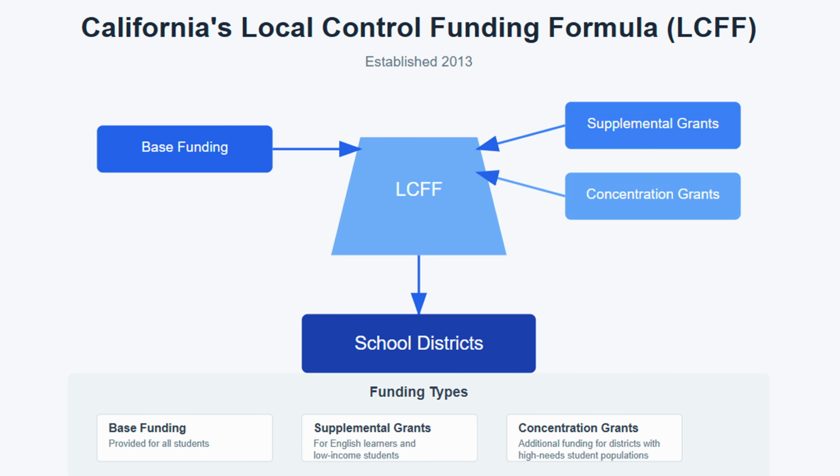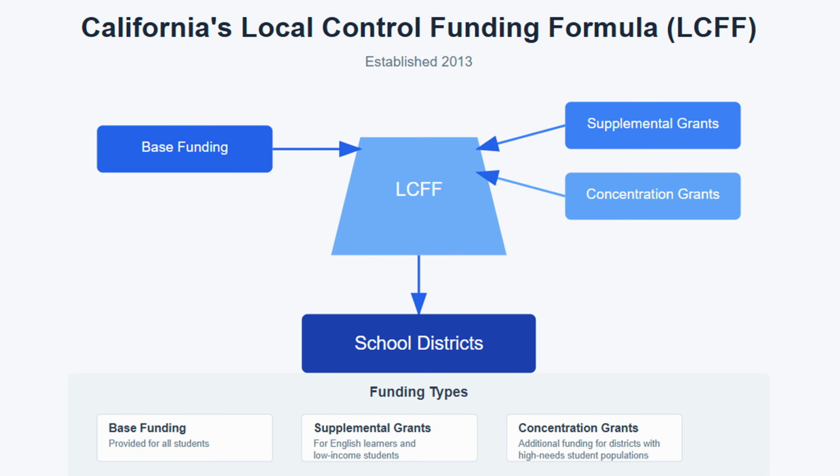Since 2013, California has used the Local Control Funding Formula, or LCFF. This was a major reform that fundamentally changed how we fund schools. The concept is straightforward: provide base funding for every student, then add extra support for high-need students through supplemental and concentration grants. These additional funds support English learners, low-income students, and foster youth.